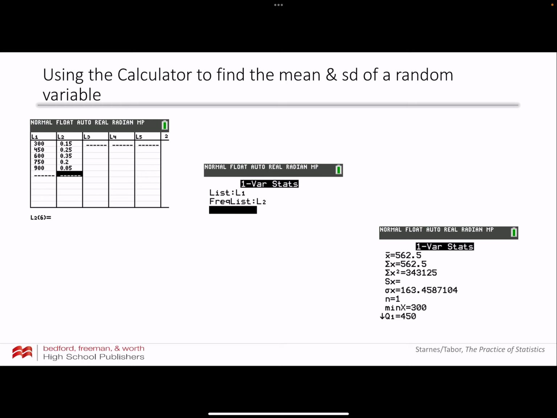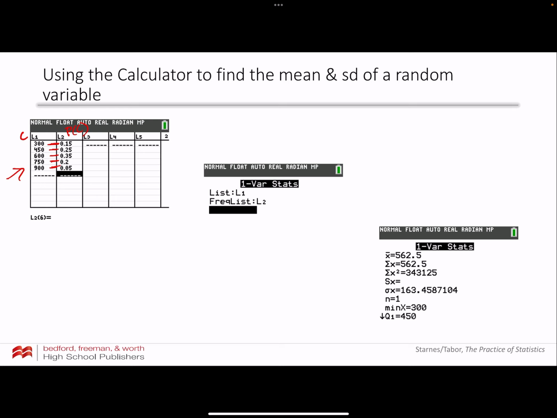Okay, so if you wanted to use the calculator, which you should be able to, this is how you would do it. You would go into your lists, and you're going to see in L1, I've entered all of the C values, so the amounts of money that he could collect. And then in L2, I've entered all of the probabilities of the corresponding C values. And here's the important part. These have to match up. So the 300 goes with that 15%. The 450 goes with that 25%, et cetera, et cetera. So you have to make sure that you're putting them in the correct order.